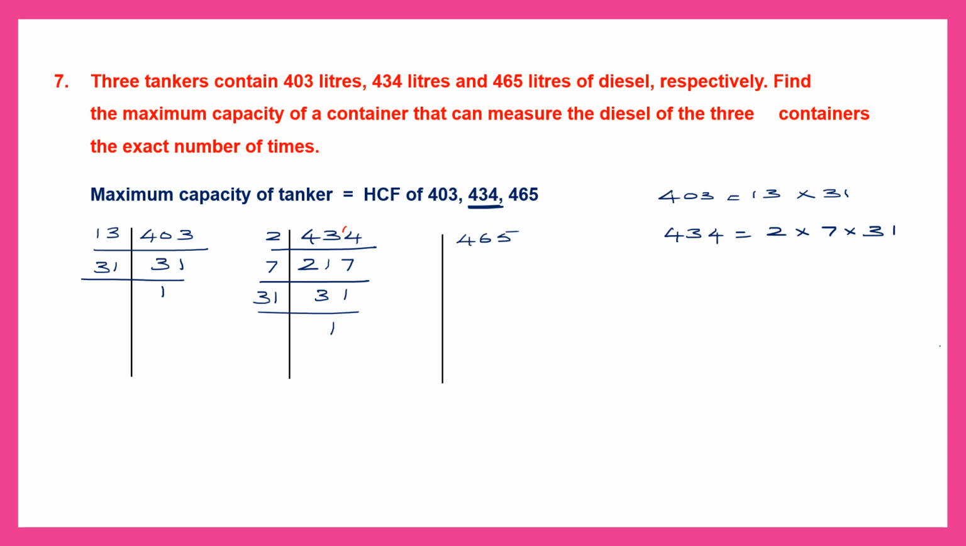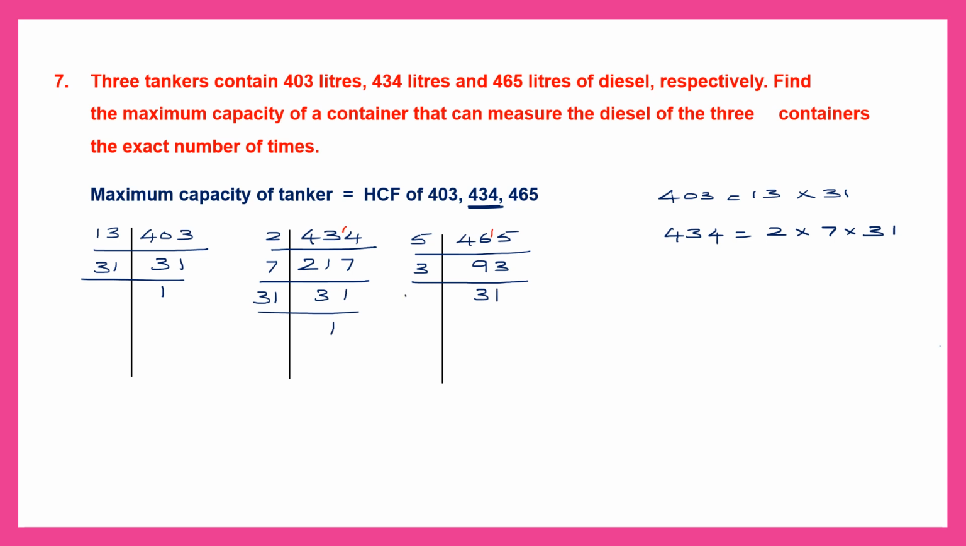465. So since it's ending in 5, we can use 5. Now let's take 46. 5 nines are 45, but there's 1 left, so that becomes 15. 5 threes are 15. Now 93 is divisible by 3. 3 is a prime number. 3 threes are 9, 3 ones are 3.